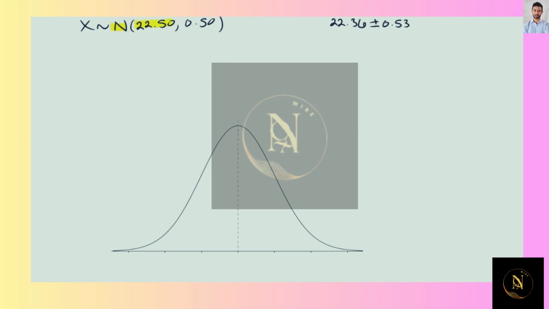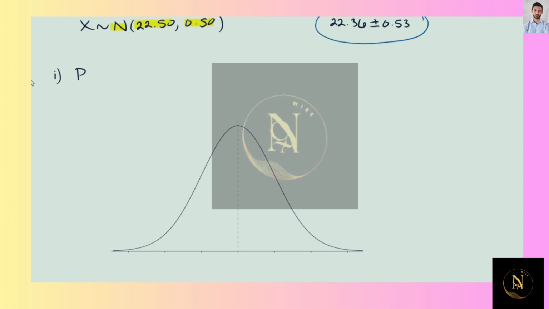The diameters of a sample of 400 rollers are said to follow a normal distribution with a mean diameter of 22.50 millimeters and a standard deviation of half a millimeter. Rollers with acceptable diameters have a diameter that's 22.36 millimeters plus or minus 0.53 millimeters. And we are first asked to find the probability of any one roller being within the acceptable limits.